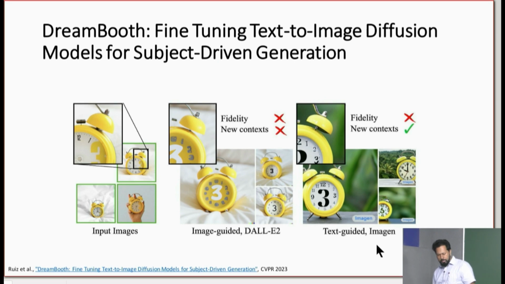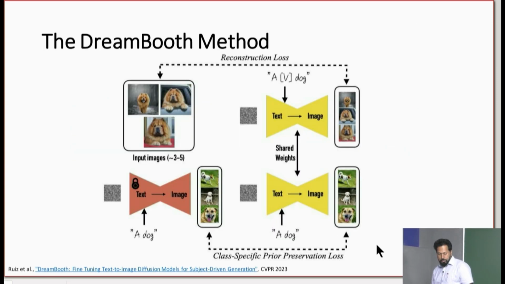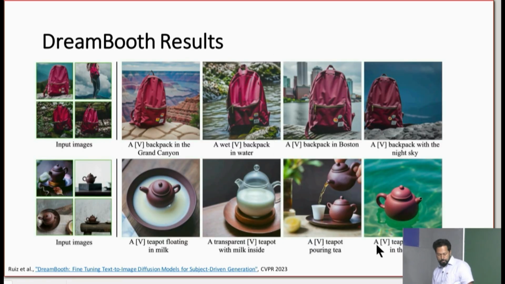Another example they have is, given some clock, how it will look in different scenarios. This is the DreamBooth method architecture. Again, we are going to skip these details. These are all engineering things. You pick the paper, read it, and usually it's easy. So these are the results.